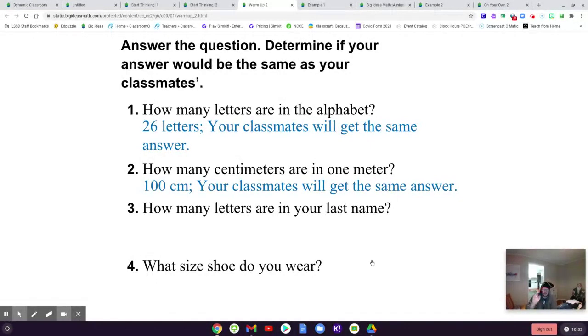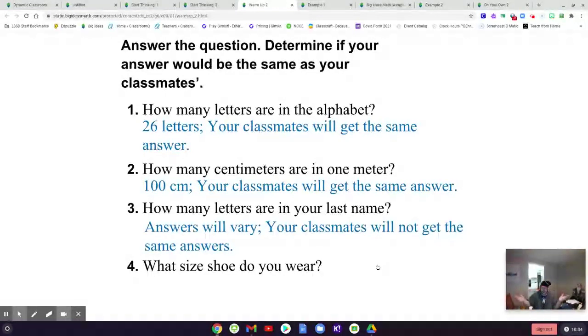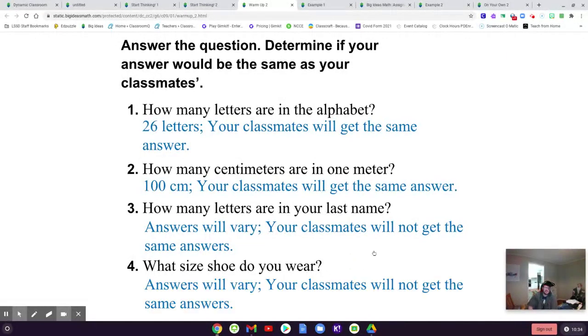Okay, notice that both of those are number answers. So just because something is a number answer does not mean it is a statistical question. Question 3, how many letters are in your last name? Is that statistical or non-statistical? That one is a statistical question because people will have a variety of different amounts of letters in their last name. And question 4, what size shoe do you wear? Is that statistical or non-statistical? That too is statistical because people have different shoe sizes.